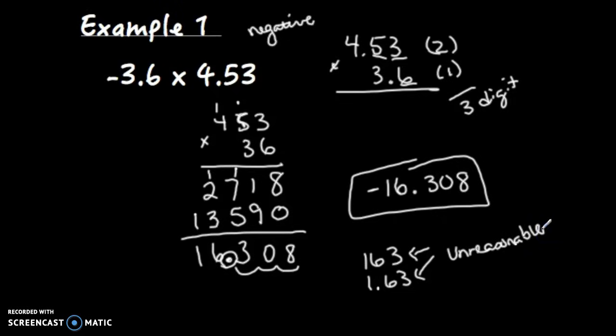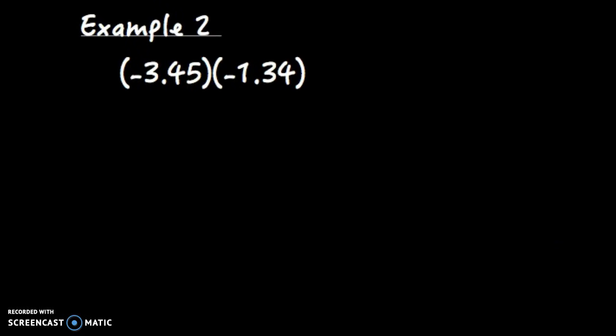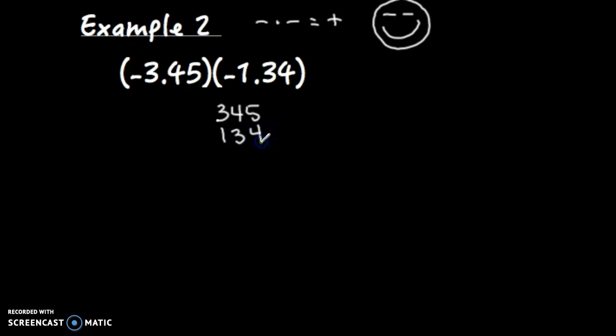Okay, let's look at a tricky problem. I say this is tricky because 3 digit by 3 digit is kind of ugly. So negative 3.45 times negative 1.34, it's a negative times a negative, so it's going to be a positive. Okay, so remember those little smiley face guys. Okay, we'll multiply this out. So again, I'm going to write down the numbers without the sign, or without the decimal points. 345 times 134.